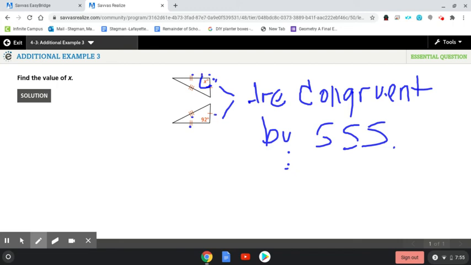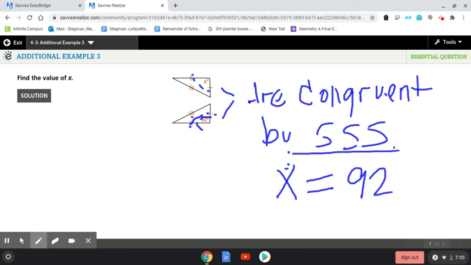Okay, so this angle right here is in between the sides that are marked. All right, so like these two angles are in between the sides that are marked 1 and 2. So they have to be congruent. So therefore we can say x has to equal 92. All right, so we can use that side congruency to find those missing parts.